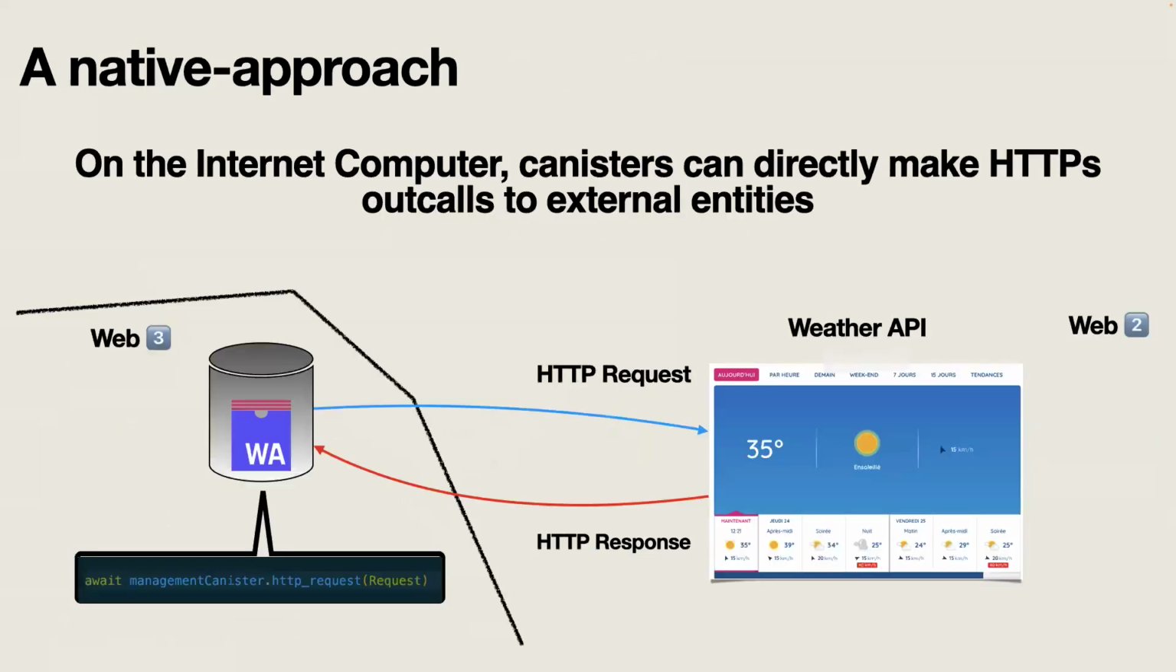That has been an issue since the beginning of all blockchains. And as we've done with Bitcoin, on ICP we are using a different approach, which is a native approach. Essentially, canisters can directly make HTTP outcalls to external entities. So they are able to directly call the API, in a similar fashion to the Bitcoin integration: await management canister http request, call the weather API, and receive the response directly on chain in the canister.